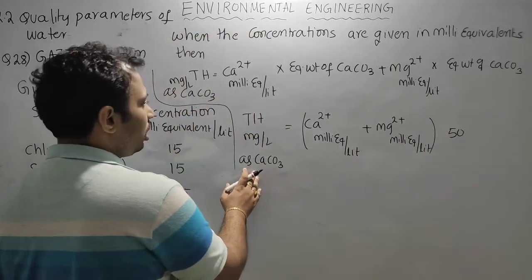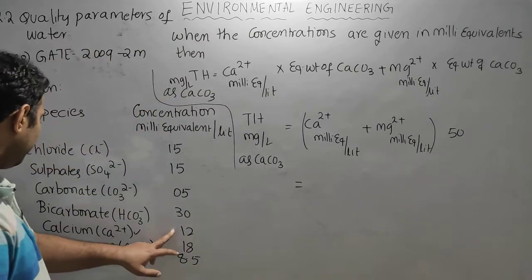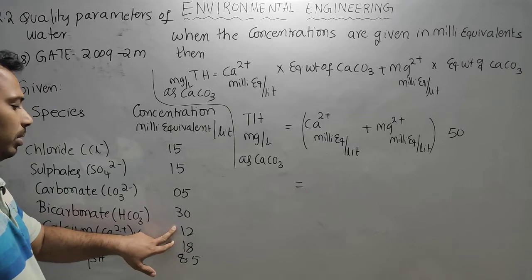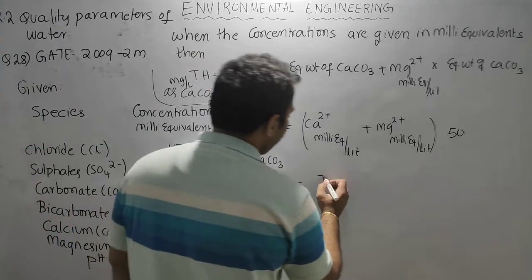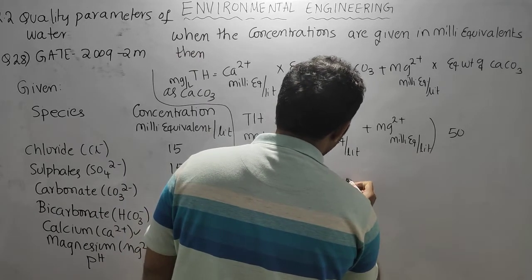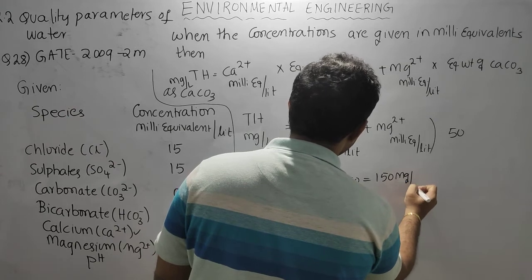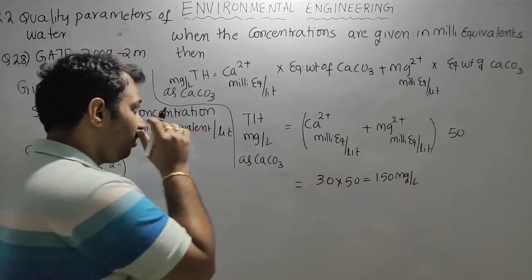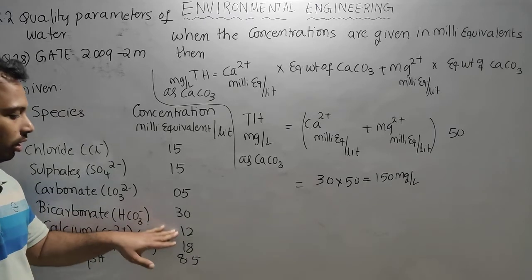So here also total hardness is nothing but Ca2+ is how much? Ca2+ is 12, magnesium is 18, how much? 12 plus 18, that is 30. 30 into 50 is the answer. No need to do much calculation when it is given in milli equivalent per liter, because then you can directly multiply it with 50 and add all the things.